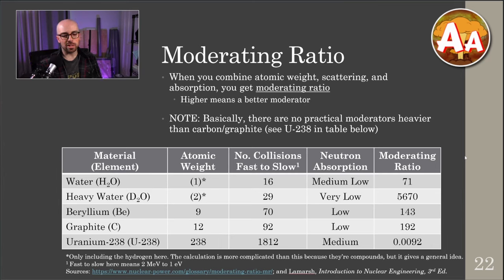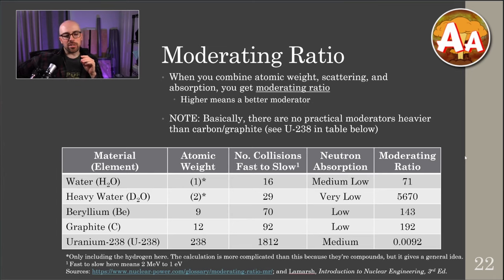If we move on to heavy water, you can see the atomic weight is twice because it has a proton and a neutron. It's worth noting that with water and heavy water, there are chemical bonds, and the calculation for atomic weight is only using the hydrogen. It's a bit more complicated than that, but we'll leave it at that for simplicity's sake. Doubling the atomic weight almost doubles the number of collisions from fast to slow. And heavy water has very low neutron absorption, the lowest, in fact, amongst all the moderators. That gives you a whopping moderating ratio of 5,600 compared to 71 for water. So heavy water, very good moderator.